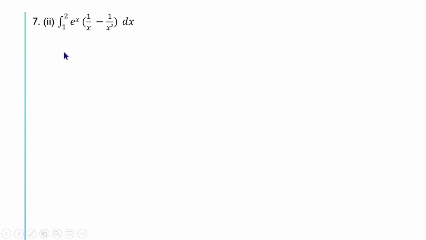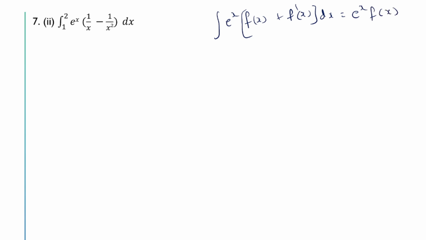The next question, integral 1 to 2 e raised to x into 1 by x minus 1 by x square dx. We have seen a special form of integral, that is integral e raised to x into f of x plus f dash of x dx is equal to e raised to x into f of x plus c. This we have studied. So using this special form of integral, if we take f of x is equal to 1 by x, then f dash of x is equal to minus 1 by x square.